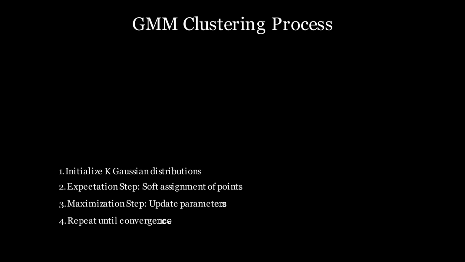GMM uses the expectation-maximization algorithm, which alternates between two steps: the expectation step, where we compute probabilities of each point belonging to each cluster, and the maximization step, where we update the Gaussian parameters based on these probabilities.